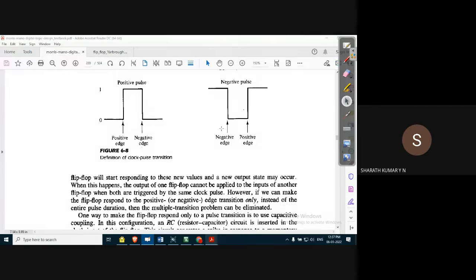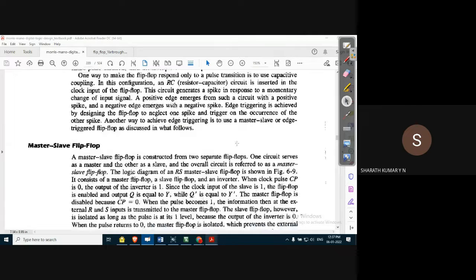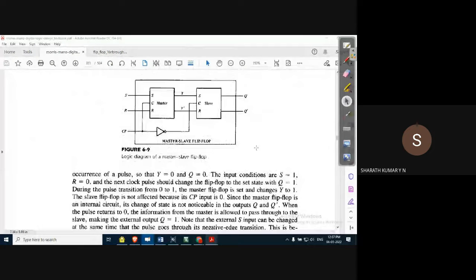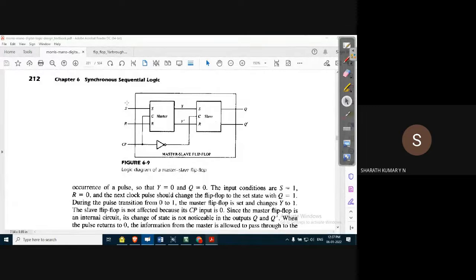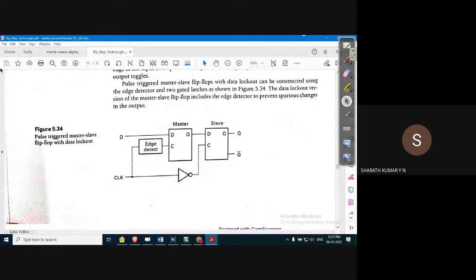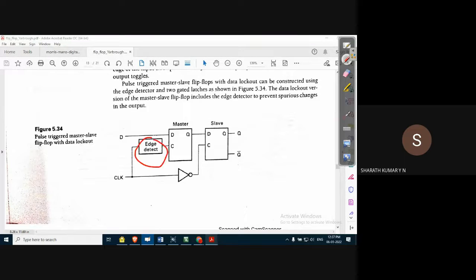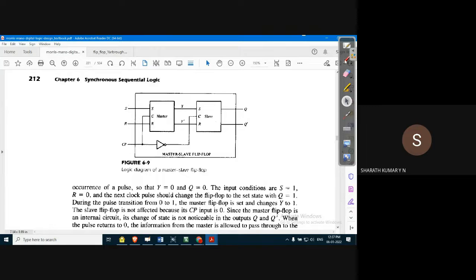Because of this, what happens in case of a master slave? There is a slight difference in the circuit diagram shown in Morris Mano and the Yarbrough. That's why I'm opening both the circuits. Observe, the difference is in terms of what is known as edge detect. What is this edge detect? I'll explain. In this circuit, it's very simple.